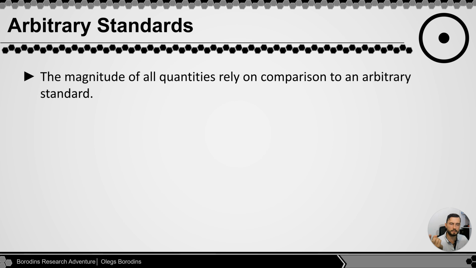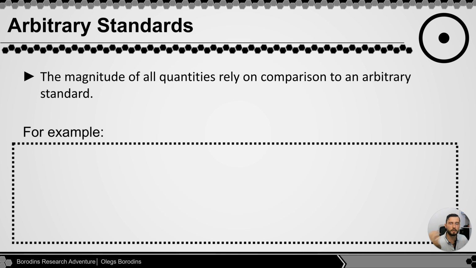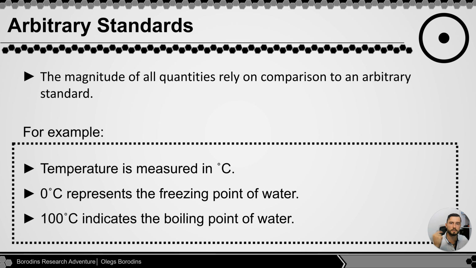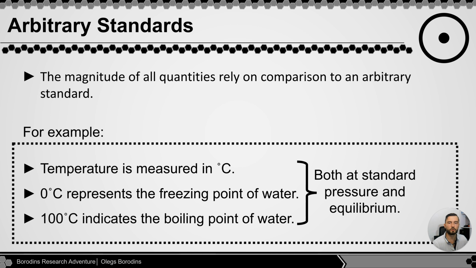of biology and statistics. For example, we all know temperature, and we all know that temperature is measured in centigrades or Celsius in our day-to-day life. At 0 it's solid, and at 100 it boils and becomes vapor, gas form. So obviously at standard pressure and equilibrium. And this is the arbitrary standards that all of us know.